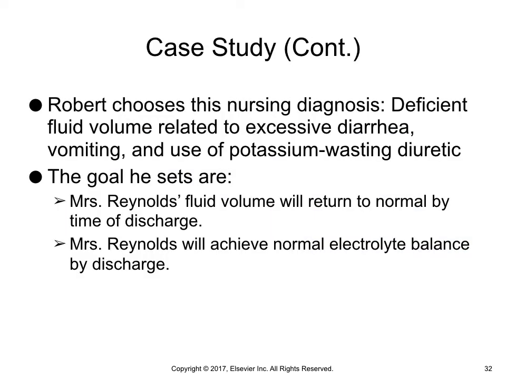Case study continued. Robert chooses deficient fluid volume related to excessive diarrhea, vomiting, and use of potassium-wasting diuretic as his nursing diagnosis. The goals he sets are: Mrs. Reynolds' fluid volume will return to normal by time of discharge, and Mrs. Reynolds will achieve normal electrolyte balance by discharge. What are some expected outcomes Robert should establish for these goals?